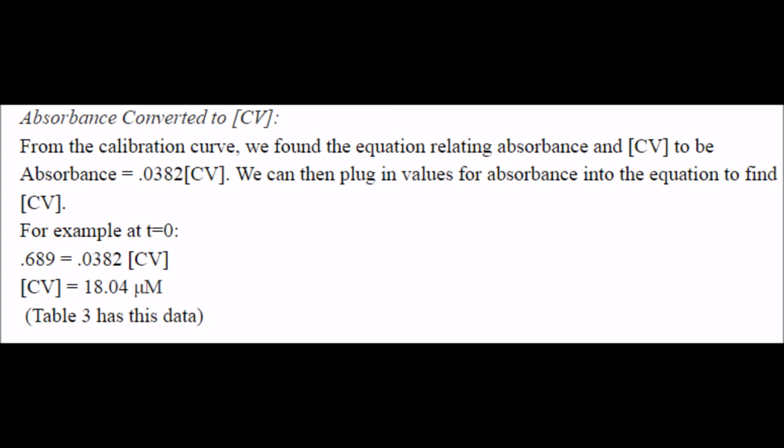For a sample calculation, our absorbance, 0.689, was divided by the best fit slope, 0.0382, to calculate concentration of crystal violet when time equaled 0 for our reaction. The calculation indicated that the concentration of crystal violet was 18.04 micromolar at the start of the reaction inside the calorimeter.